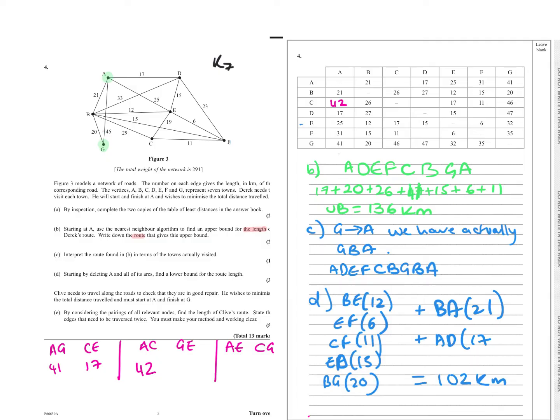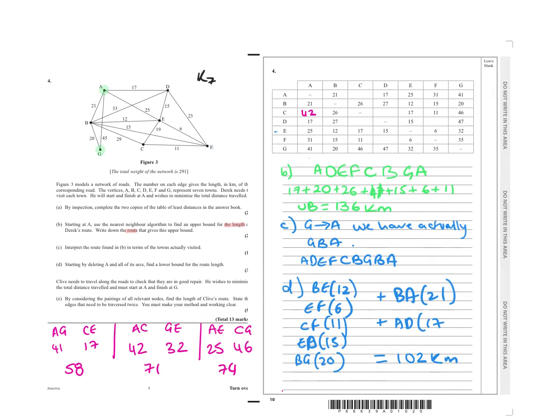GE is 32. AE is 25. CG is 46. Another thing to note is, this is literally all we're doing is reading off this graph. So those of us who did not get this right, it's a bit concerning that we can't read, really. So 58, 71 and 74. So which one are we going to go for? We always go for the smallest. So 58 is the smallest.